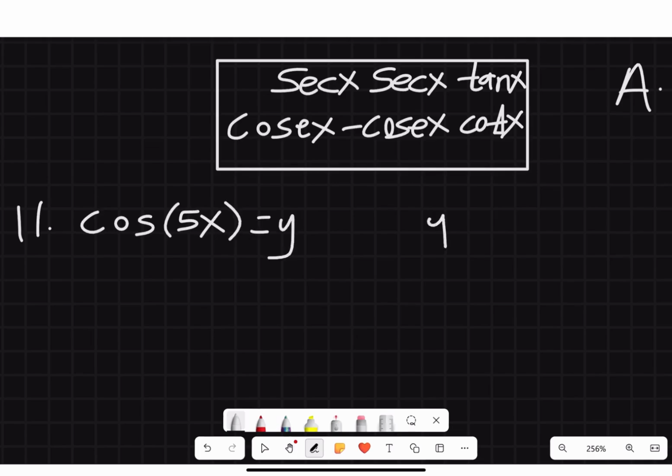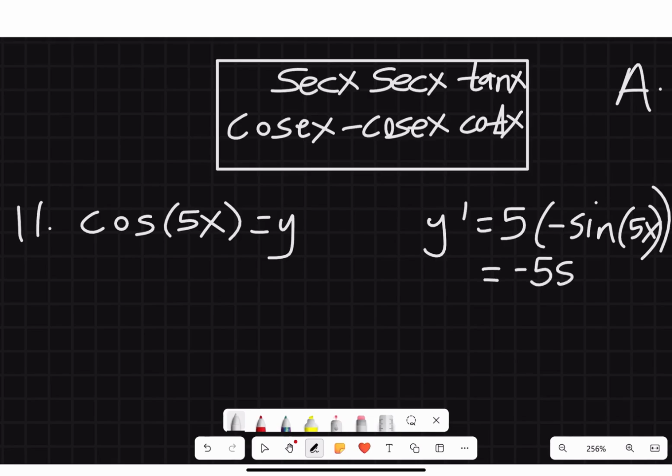Obviously, we're going to do y prime here. I'm sure now you can see that the derivative of the inside will be 5, right? So it's 5. And then we need to multiply by the derivative of the entire thing. The derivative of cos is negative sine. So I'm going to have negative sine. Remember, you keep the angle the same way. So negative sine 5x, which is basically negative 5 sine 5x, right? I love putting them in bracket like this. Perfect.